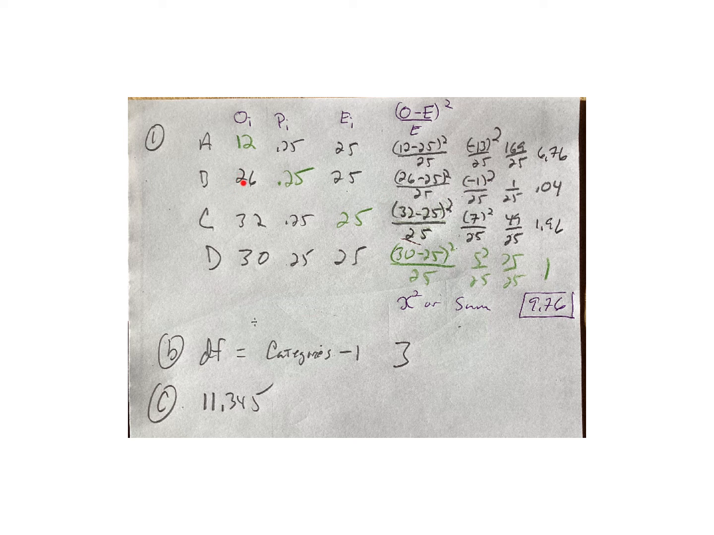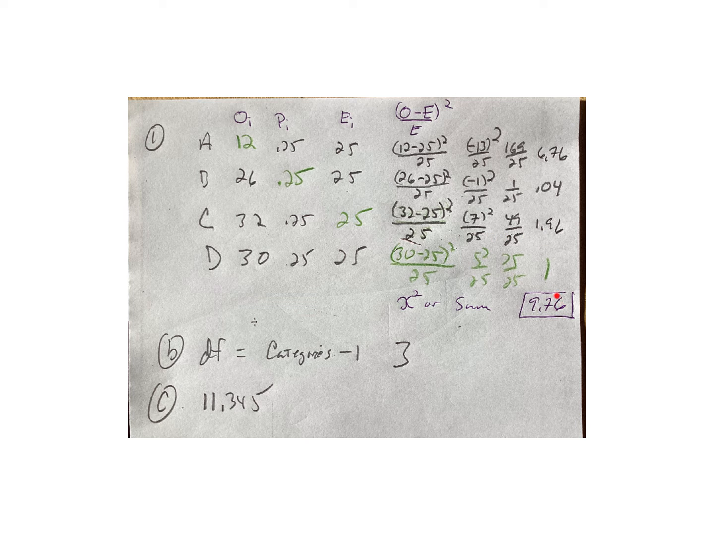And then the same deal here. I had 26 observed, 25 expected. 26 minus 25 is 1. I don't know where I wrote negative 1. Oh, that's funny. Well, the nice thing about it, if I square it, it's positive. So that should be a positive 1 there. Then divide by 25, we get that number. And then down here, we'll do 32 observed, 25 expected. Subtract them, we get 7. Square it, we get 49. Divided by 25, we get that.